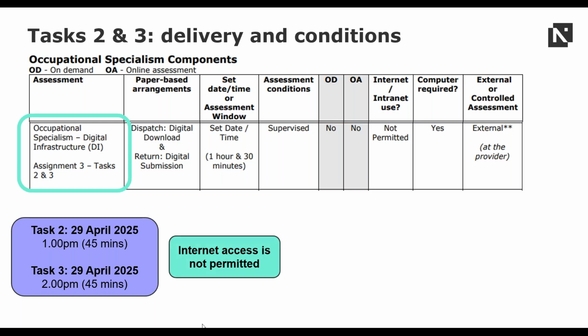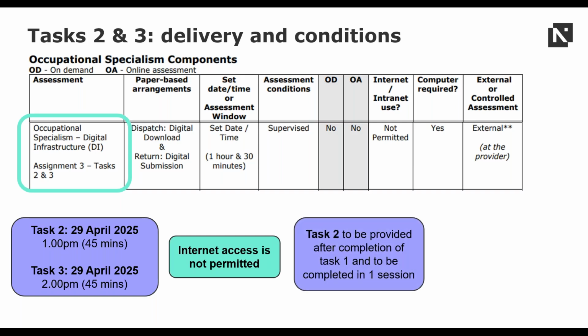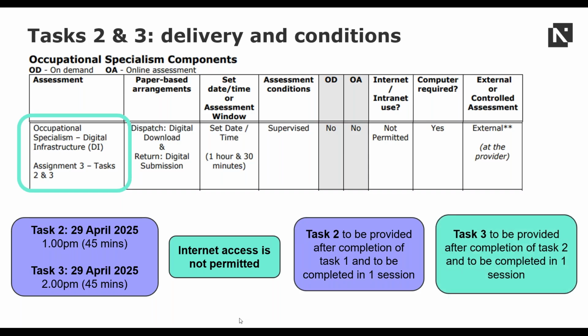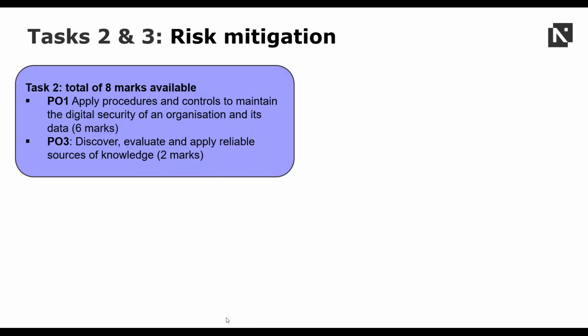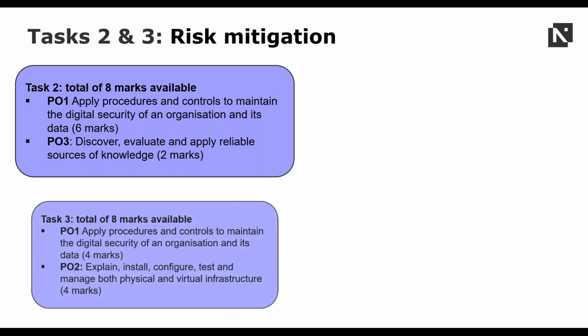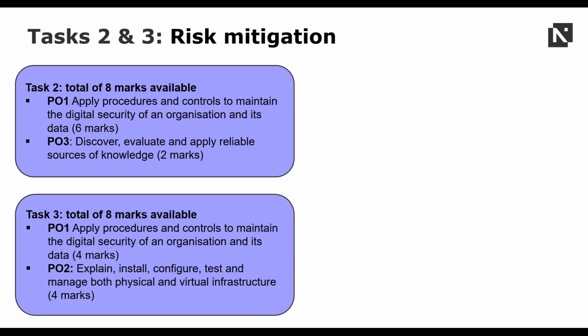Moving on to the assessment requirements, internet access is not allowed for this task. Task 2 is only to be provided once the students have completed task 1, and this must be completed in one session. And once task 2 has been completed, the students can be given the next one, task 3. Moving into the tasks in a bit more detail, the marks awarded and how they relate to the performance outcomes can be seen on the screen for task 2, and the same for task 3.